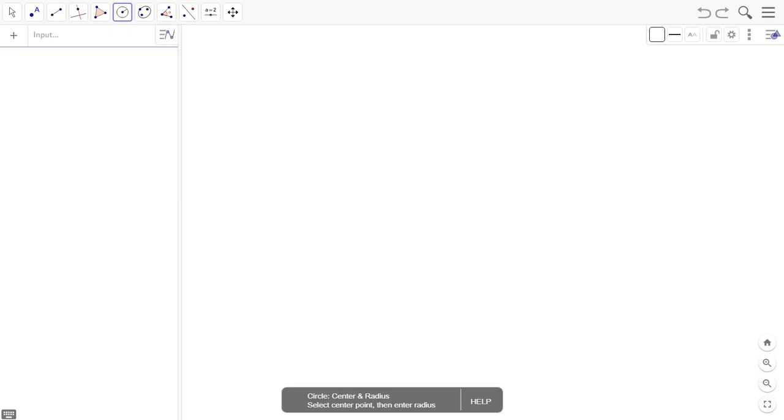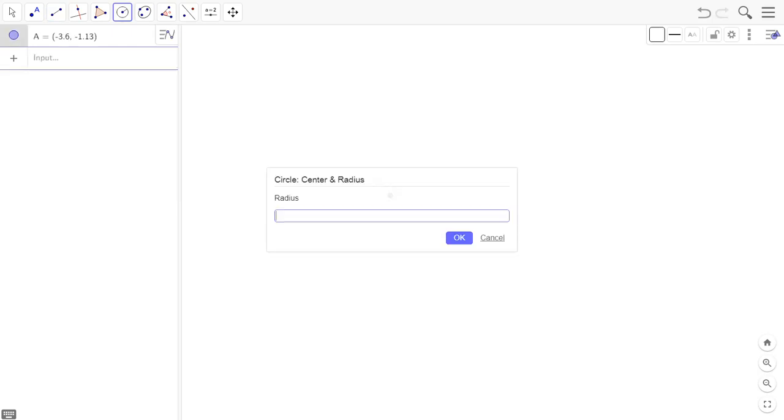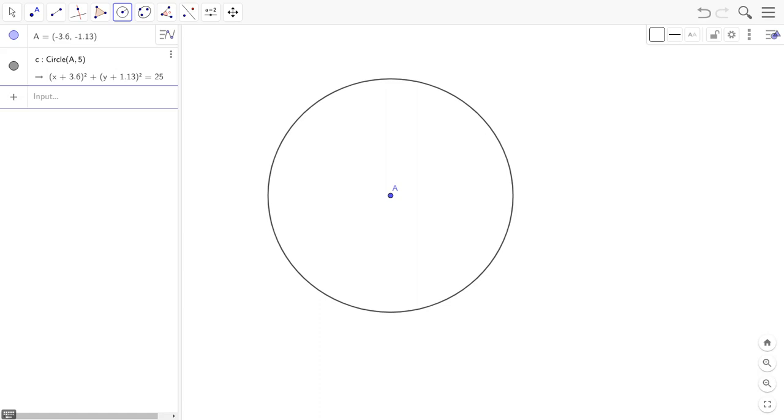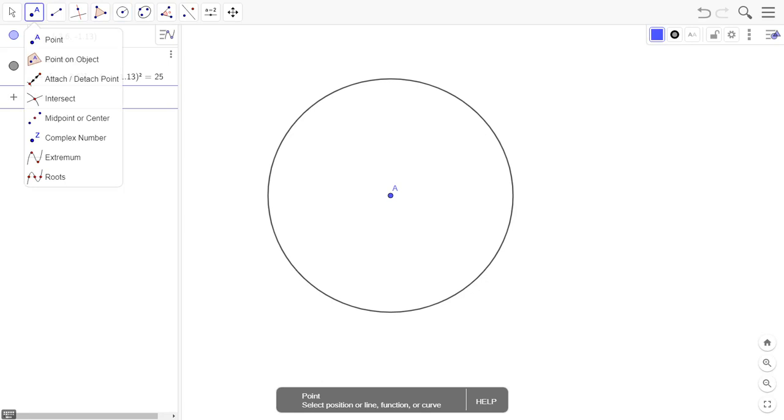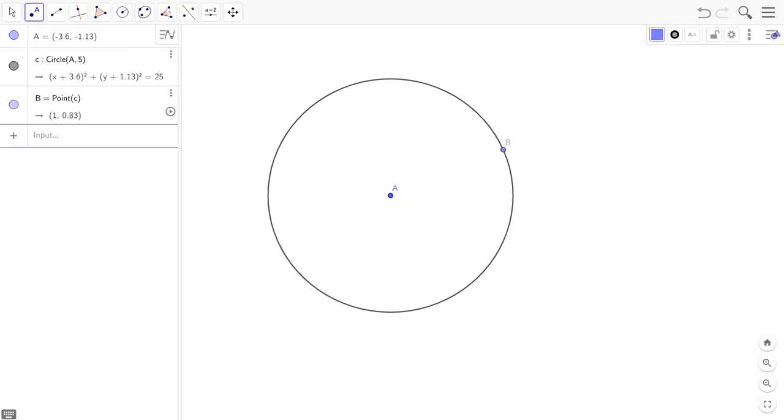So essentially I'm going to find my segment AB. First I'm going to drop my point A, and I know that B is 5 units away from it. So I want a 5 unit radius. Cool, I got my 5 unit radius. Now, it doesn't really matter what direction A goes to B, so I'm going to go ahead and just drop a random point on this circle.